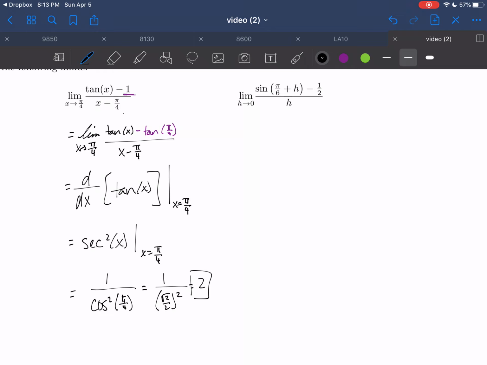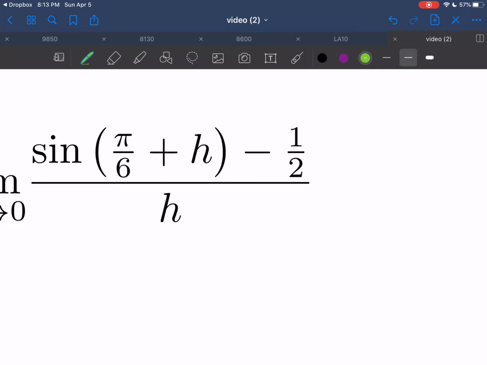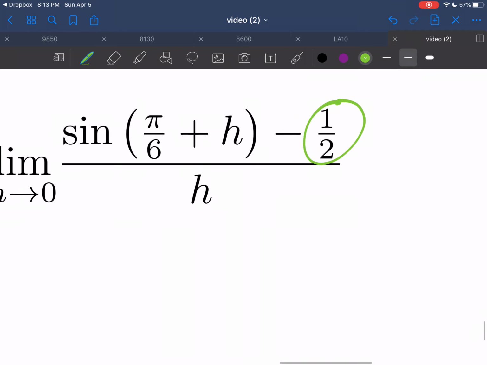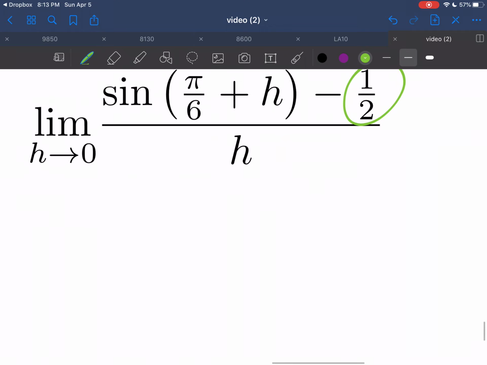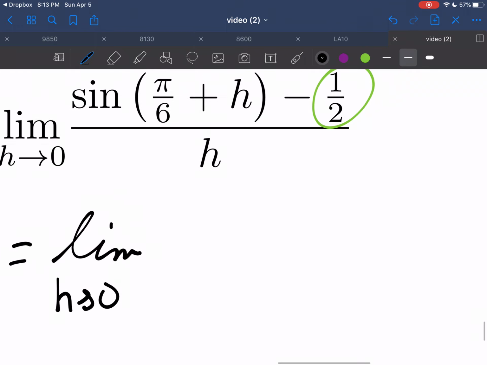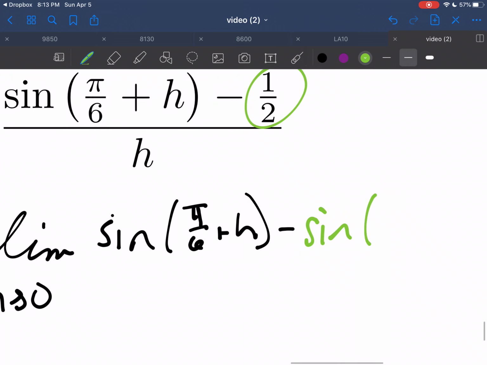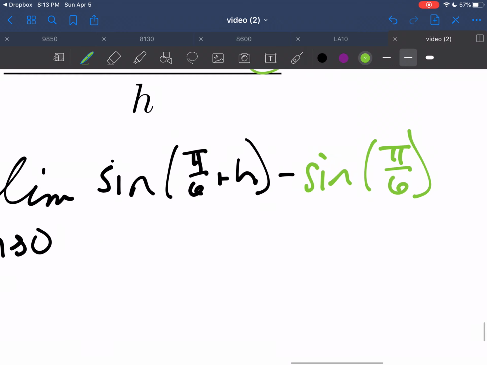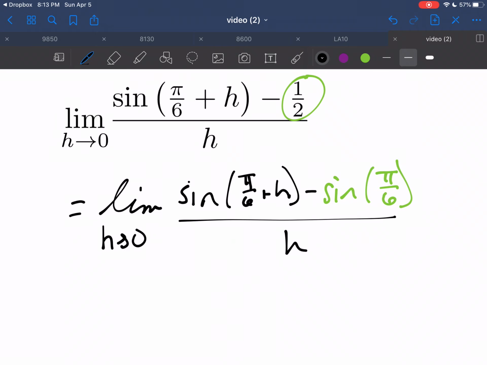Okay, so another way we could do that is if we're looking at this. We know that sine of pi over 6 is equal to 1/2. Okay, so I can rewrite this. So we've got the limit as h approaches 0 of sine of pi over 6 plus h minus sine pi over 6, divided by h. And so then that is our form of our limit definition of a derivative.